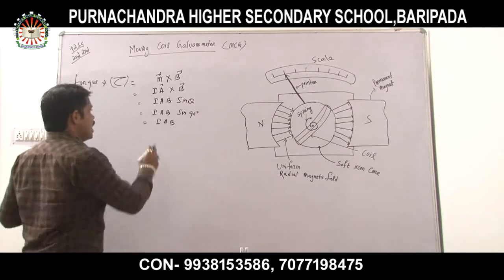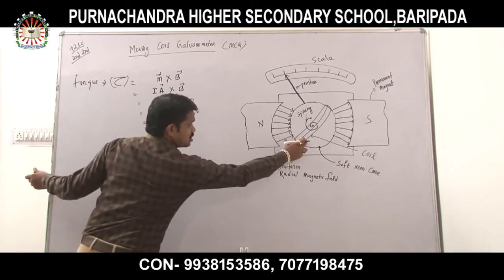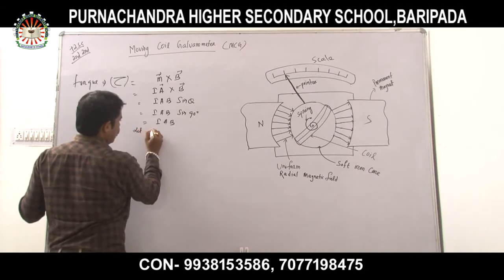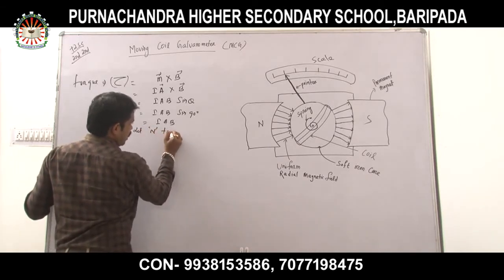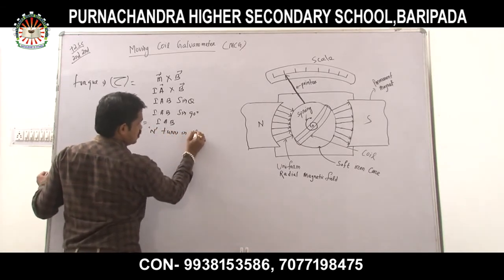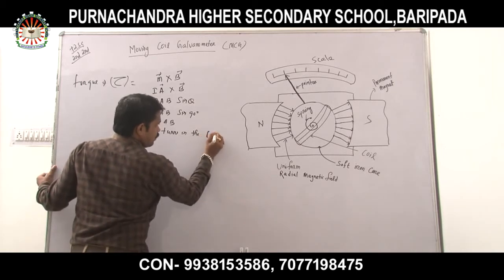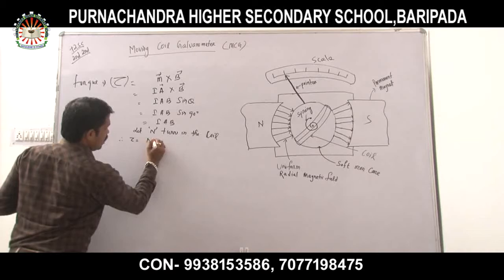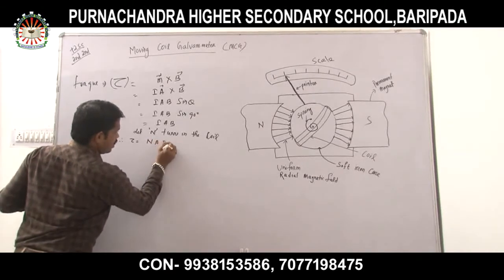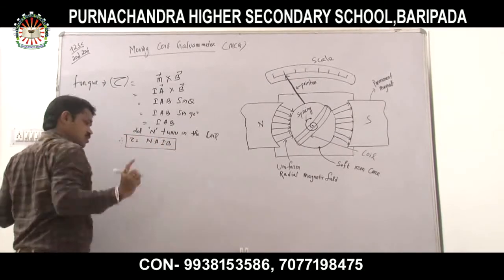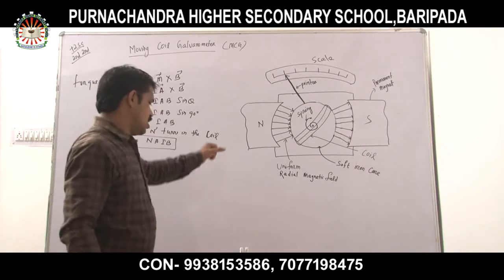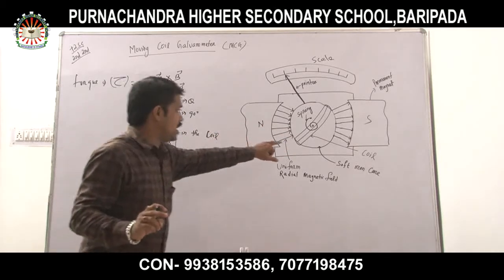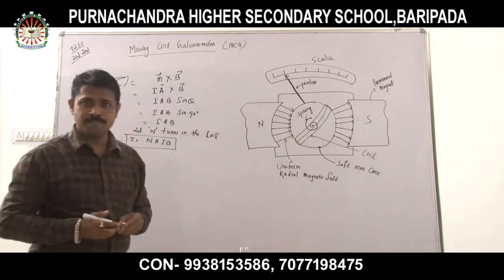Understood? Now, how many turns are there in the coil? Let there be N number of turns in the coil. So that's why the torque is equal to NAIB. So this is my torque. This is my torque generated in the coil.